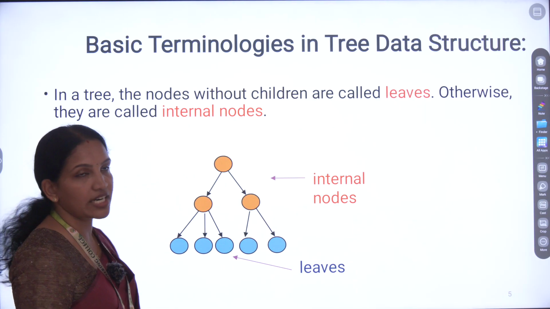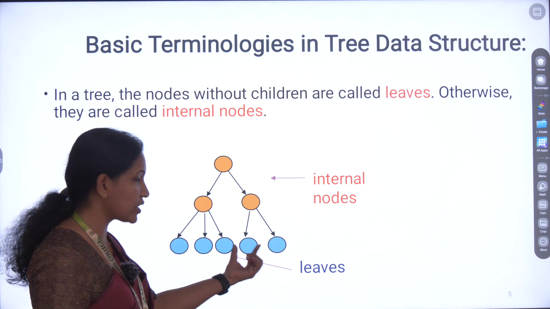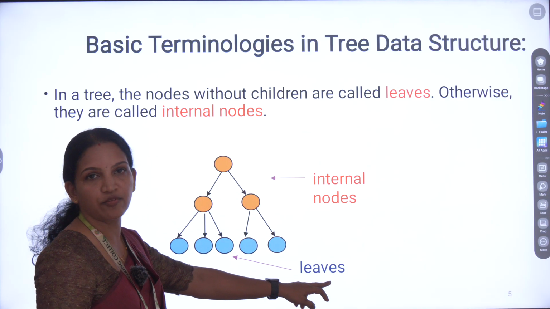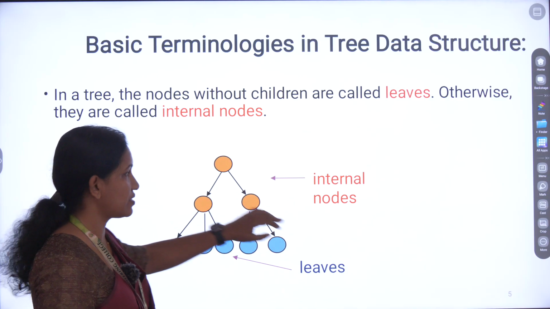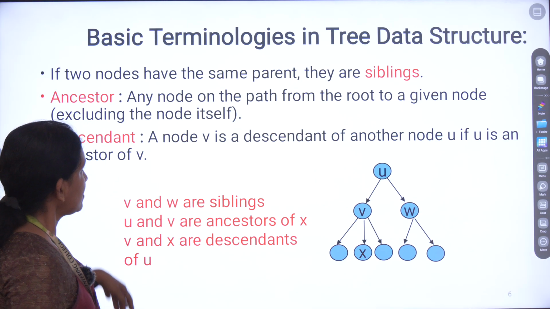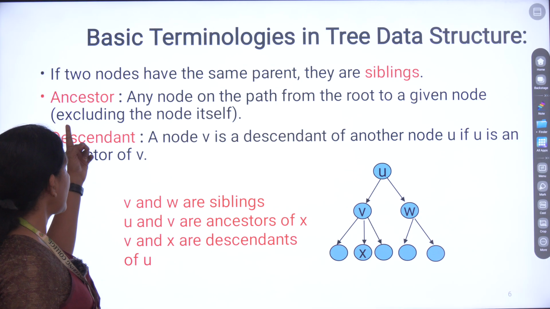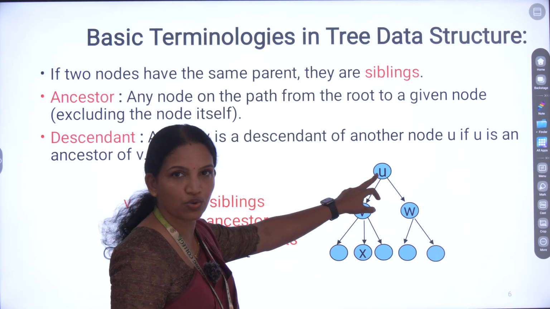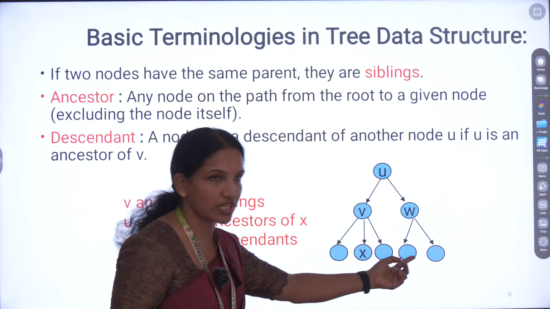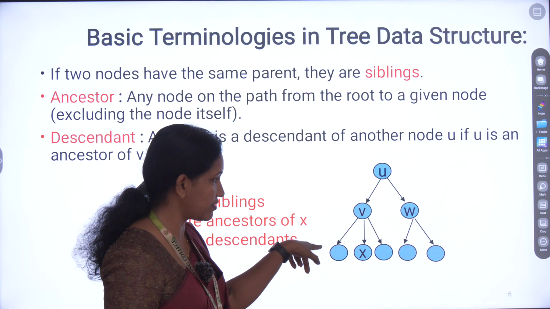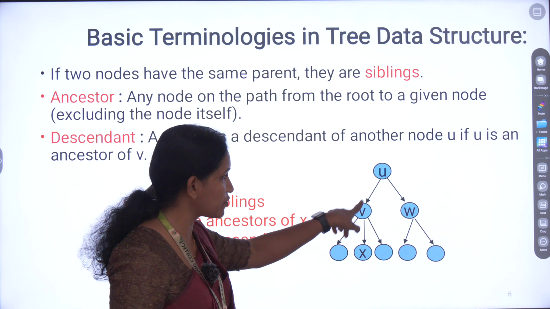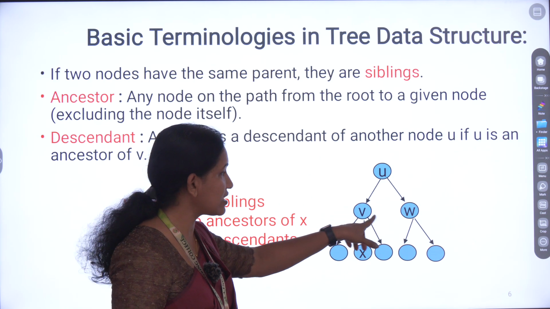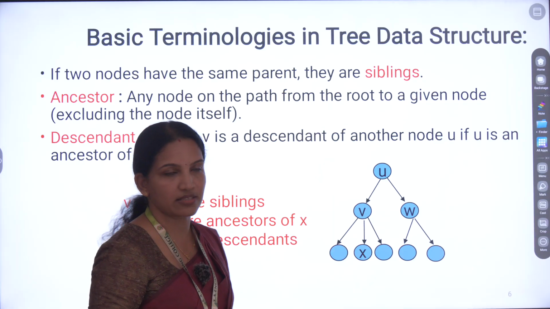Now the other term is internal nodes. We know the nodes without child nodes are known as leaves. All the nodes other than the leaf nodes are called the internal nodes. Then other terminologies are siblings, ancestor and descendant. If you see this tree, U is the root node and these are the leaf nodes in this particular tree, and there are two child nodes for U, V and W. So V and W belong to the same parent U. So we can say that V and W are siblings.